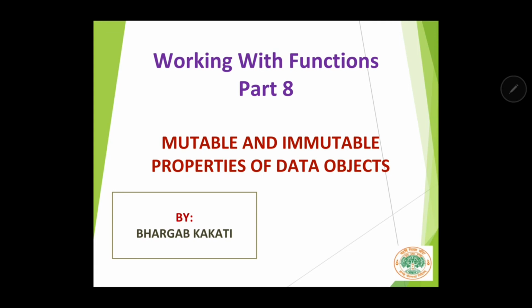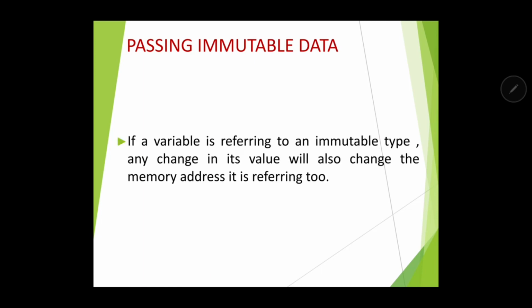So in this part, we are basically going to discuss how a function will behave if we pass a mutable object and how a function will behave if we pass an immutable data object. So let's begin with the immutable data objects. Passing immutable data. Remember this point, if a variable is referring to an immutable type, any change in its value will also change the memory address it is referring to. So if we are passing an immutable type like integers through a function, then if any change in value occurs within the function definition, it will also change the memory address.